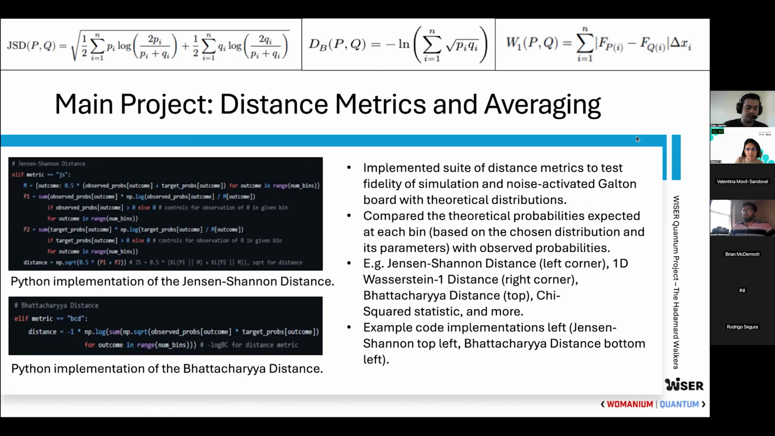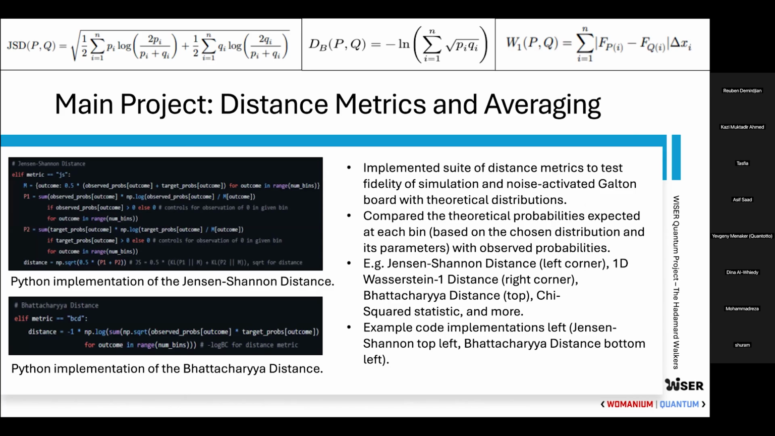In order to test whether or not we were successful, we implemented a range of different distance metrics to evaluate the performance, where we compared the expected and actual probabilities at each bin. For example, we implemented the Jensen-Shannon distance, the formula for which is in the top left corner. We implemented the Wasserstein distance as well in the top right corner, and also the Bhattacharyya distance, which is in the top middle. We also implemented a number of others like the chi-squared statistic. You can see some of the example code on the left.